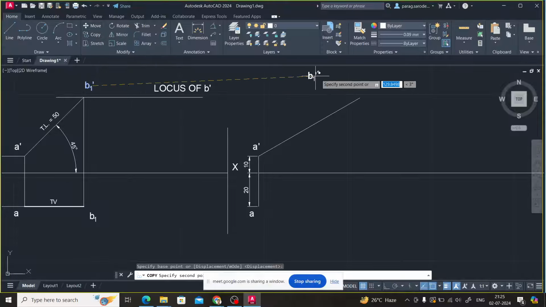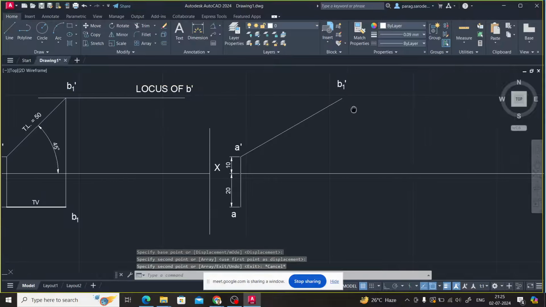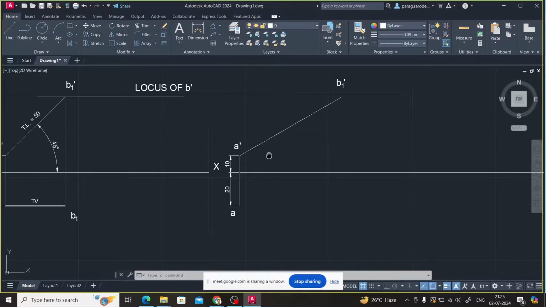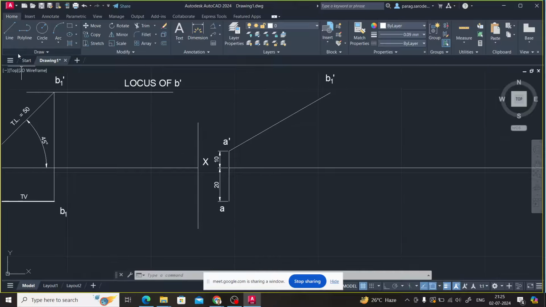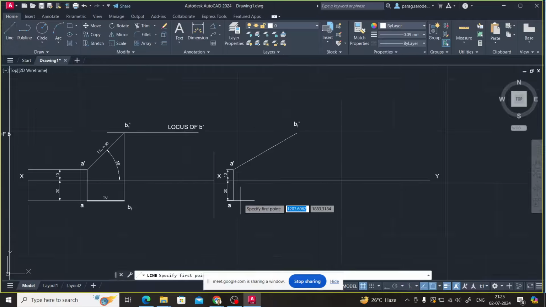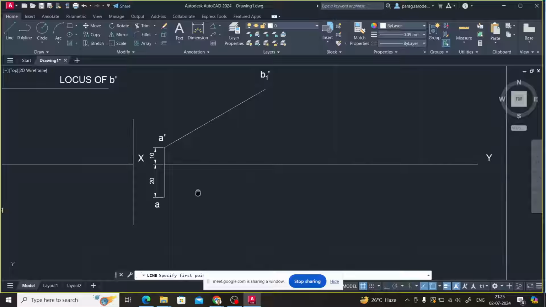Yes, sir. Now I will call this b1 dash. Why b1 dash? Because true length above xy is denoted by a dash b1 dash, and I know that this is the true length. Correct. Similarly, from the a, I will also take the 70, and what should be my angle? 45. So I will take 70.